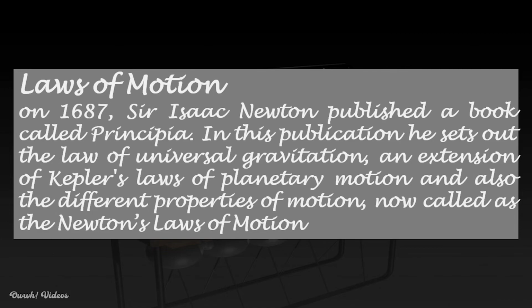Laws of motion. In 1687, Sir Isaac Newton published a book called Principia. In this publication he sets out the law of universal gravitation, an extension of Kepler's laws of planetary motion, and also the different properties of motion, now called Newton's laws of motion.